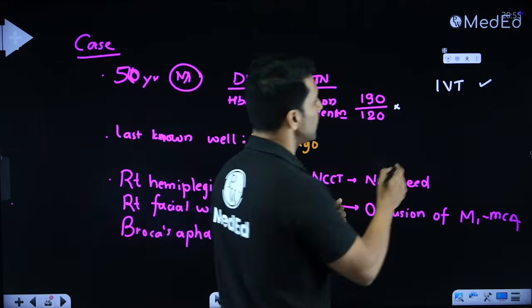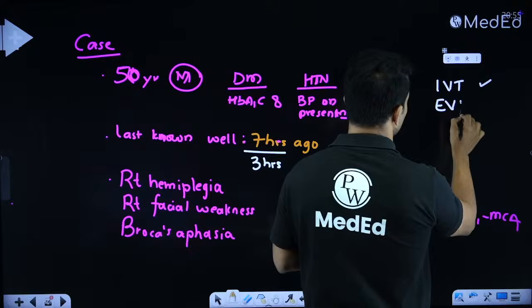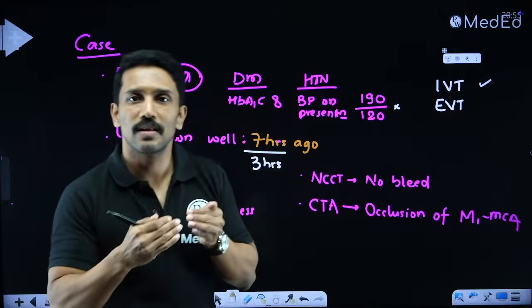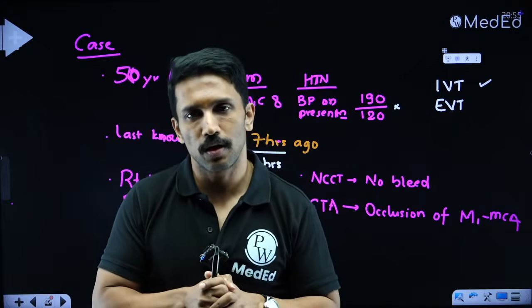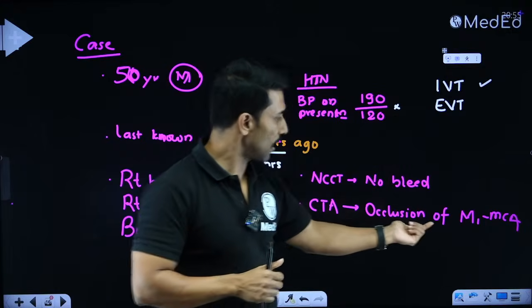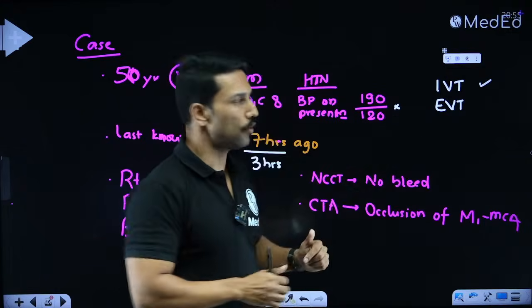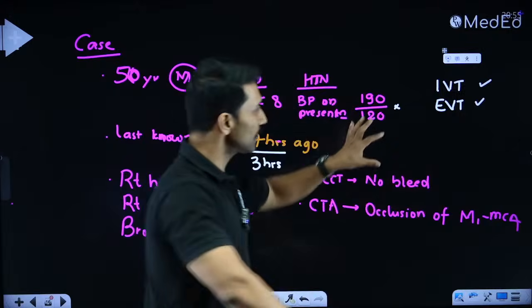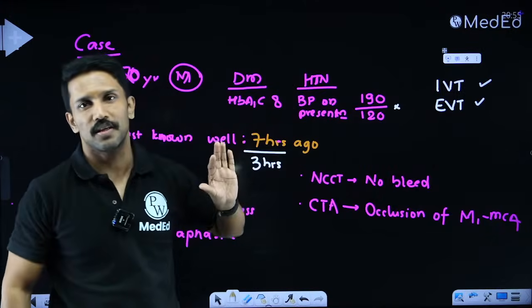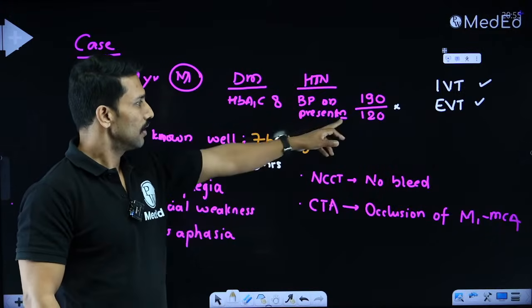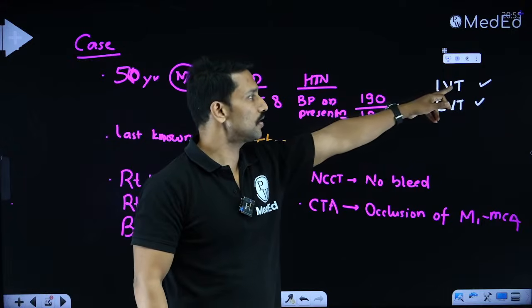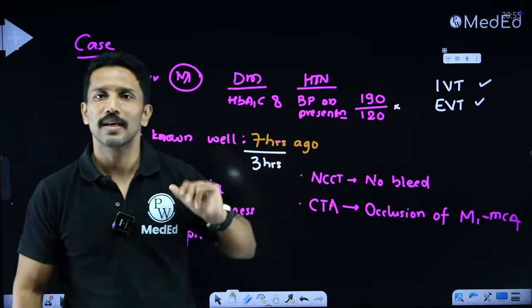But what about EVT? He's well within the 6-hour standard window period for EVT, and occlusion is in a large blood vessel. So he becomes eligible for EVT as well. So in this case, I don't waste time doing CT perfusion imaging. I will take care of the BP, go ahead with thrombolysis, and then push the patient for EVT.